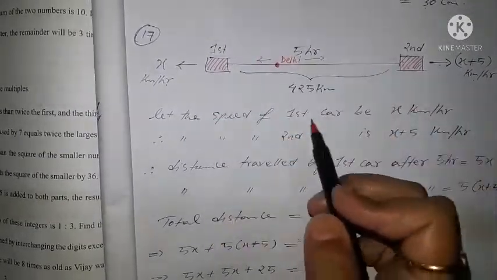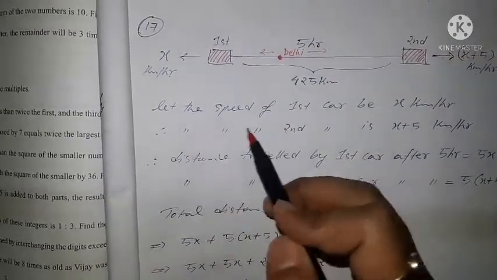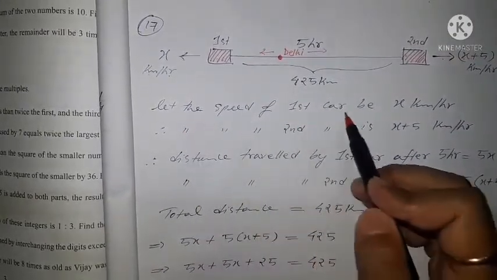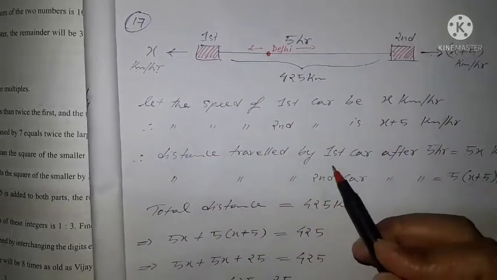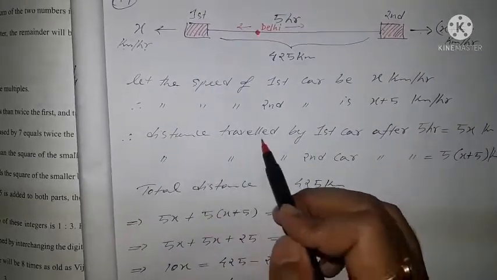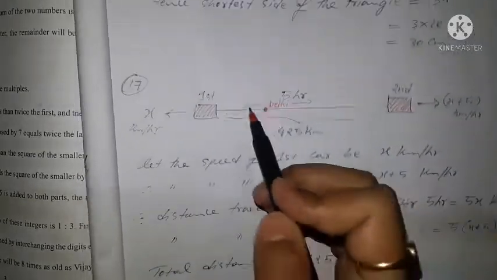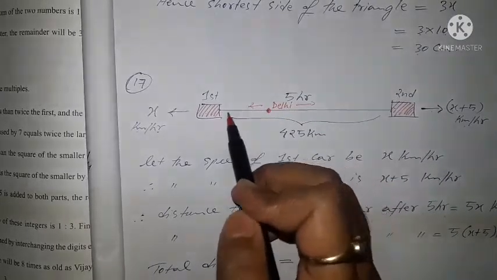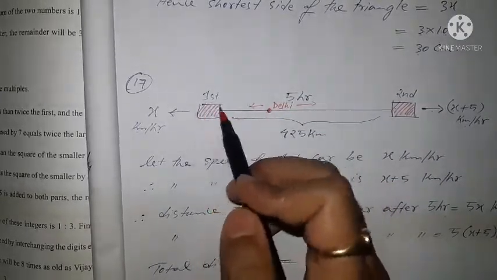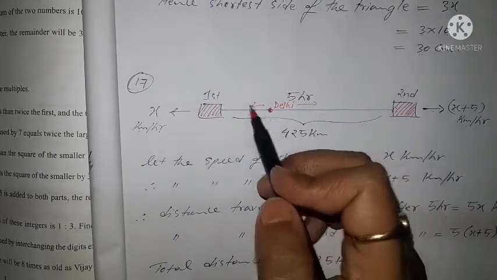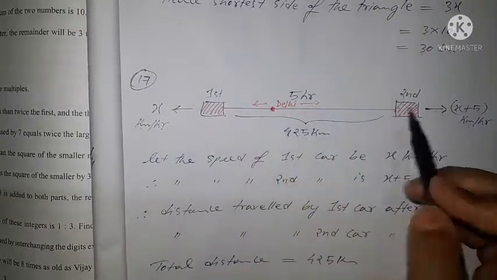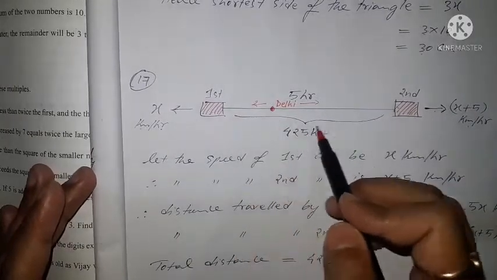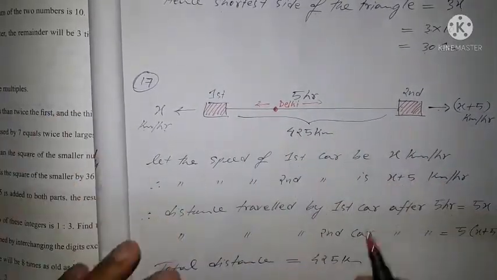So let's represent this situation algebraically. That is, the speed of the first car is x kilometer per hour, speed of the second car is x plus 5 km per hour. So therefore the distance traveled by the first car after 5 hours. Suppose this is Delhi, so what will be the distance traveled by this first car after 5 hours? The first car moved for 5 hours and this second car also moved for 5 hours. So after 5 hours they are at a distance of 425 km apart from each other.